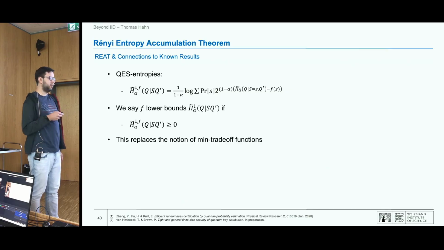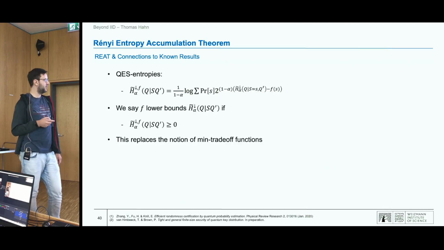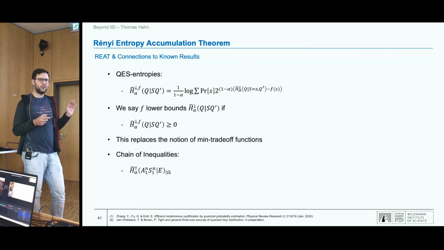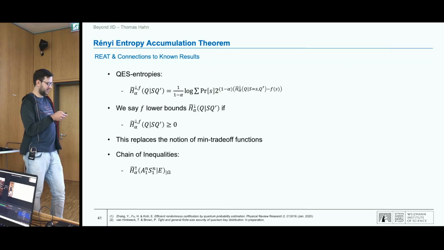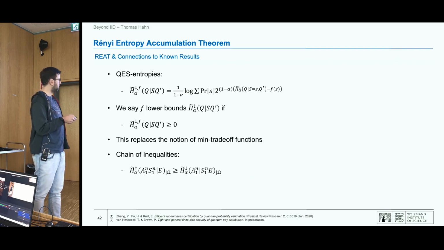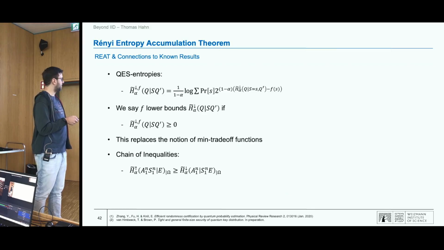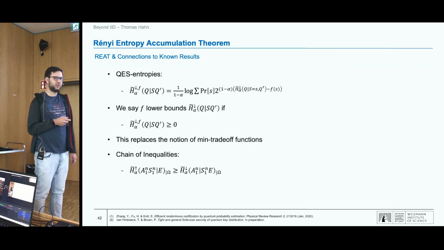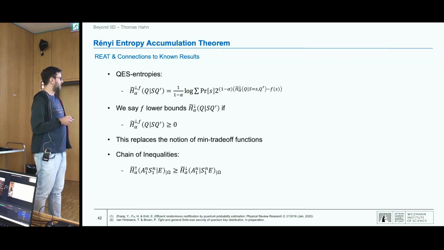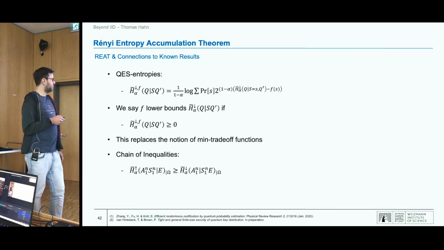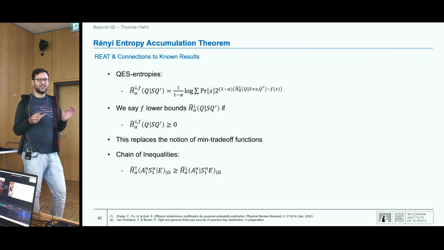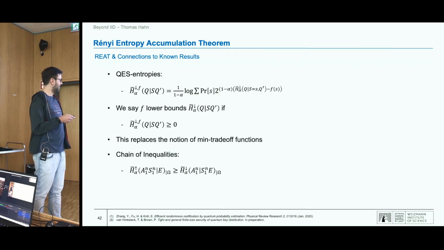Basically, f just replaces the usual notion of a min trade-off function, and you can really see it if we consider the following chain of inequalities. I said that this is the entropy we want to lower bound. Of course, one way of lower bounding it is going from the up arrow quantity to the down arrow quantity, and then moving the test data to the conditioning register. I want to highlight that, for proof reasons, going from up arrow to down arrow is sadly necessary, but moving the test data to the conditioning register is not necessary. You can do the proof and get tighter bounds without doing this, but I won't talk about that in this talk.